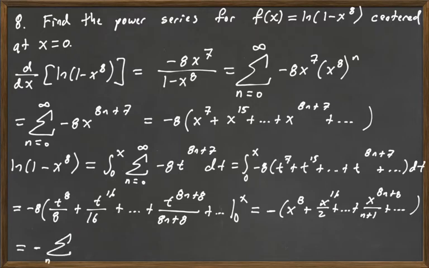So our series for the natural log of 1 minus x to the 8th is going to be negative the sum n equals 0 to infinity of x to the 8n plus 8 over n plus 1, and that's provided that x is between negative 1 and 1, where we have our convergence. Okay. All right, we're going to look at a very similar function, and we'll look at a slightly different approach of finding the power series for it.